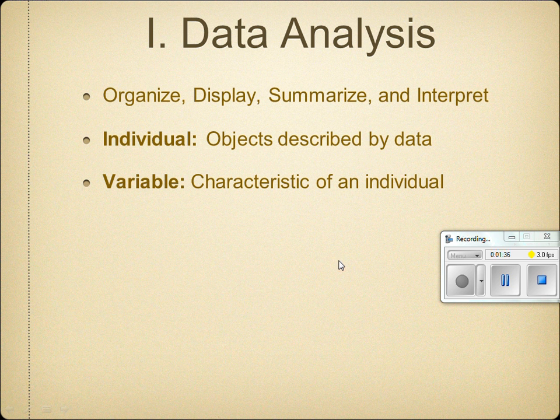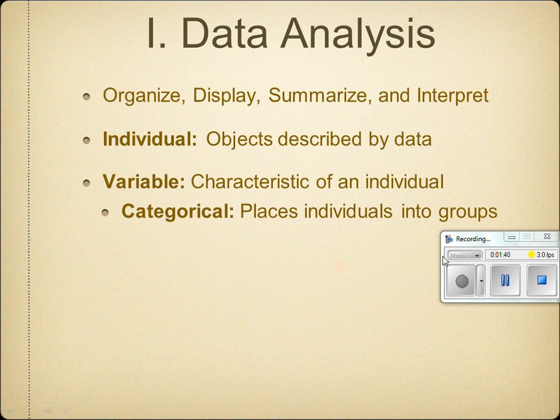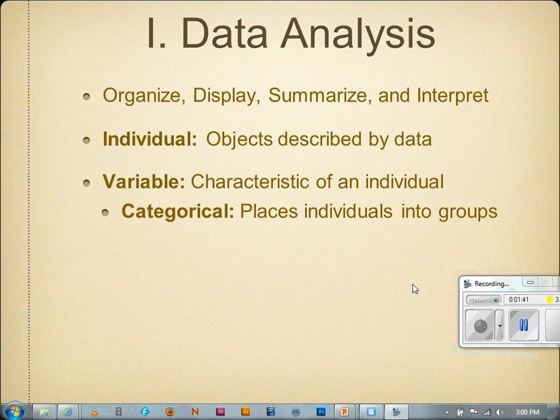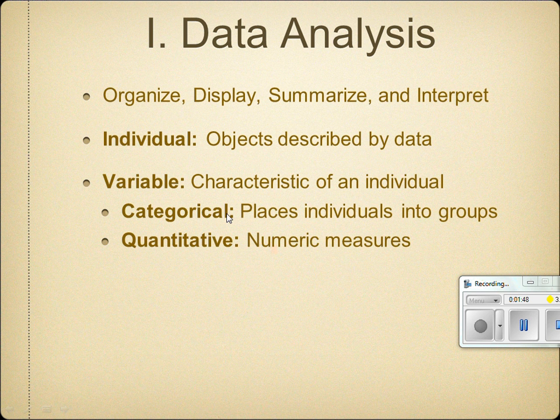Variable, it's a characteristic of an individual. We've got two different types of variables. We got a categorical and a numeric. Well, a categorical variable might be, for example, the types of animals in the Minnesota Zoo. A numeric variable might be weight loss on a new diet plan.